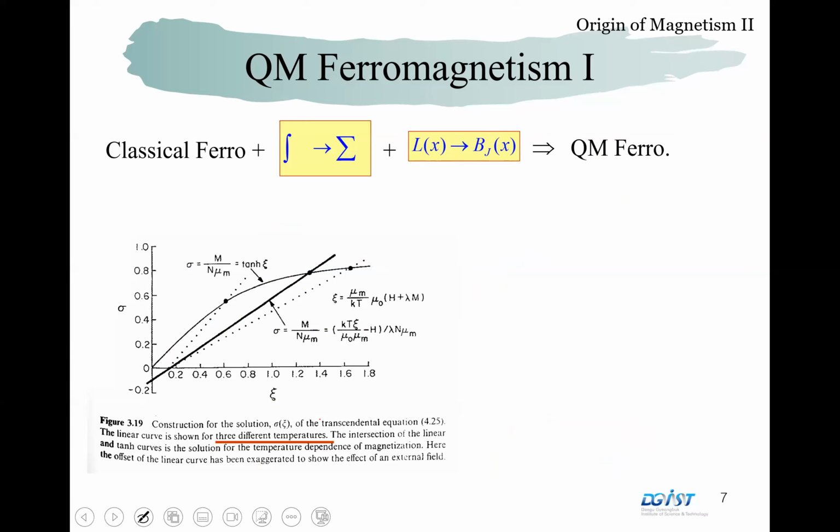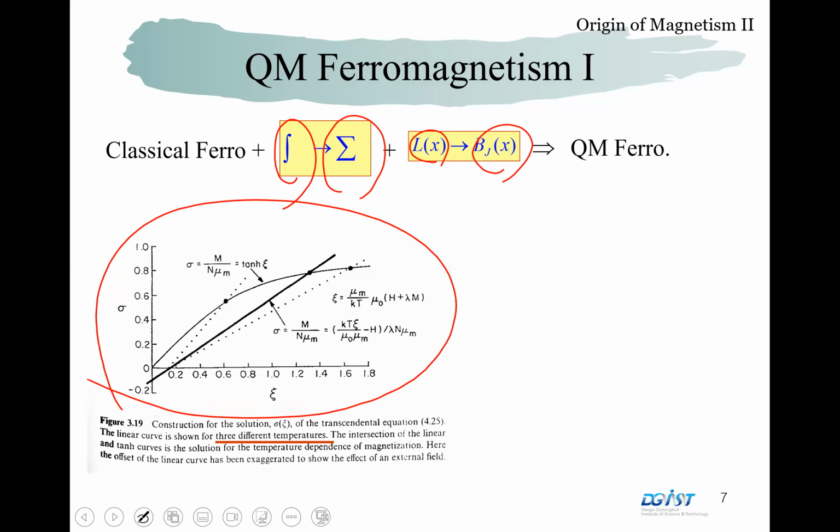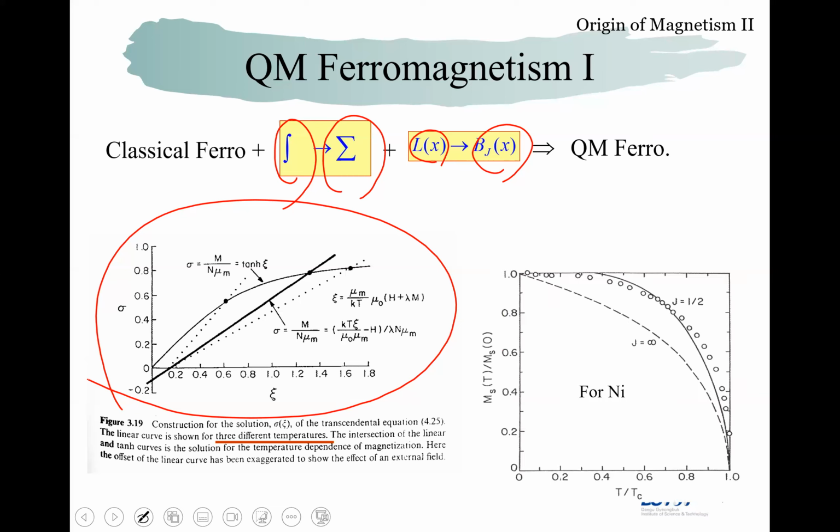Anyway, to understand ferromagnetism by quantum mechanics, as we already said, the only change is the integral to the summation, and the Langevin function to the Brillouin function. And I hope you remember this kind of graphical solution for the finite magnetic moment. We can obtain the so-called Curie-Weiss law, and this curve is much better than the classical one compared to the experimental data.